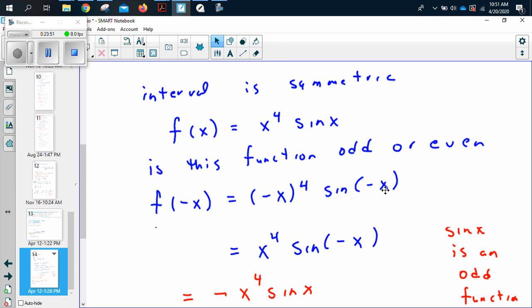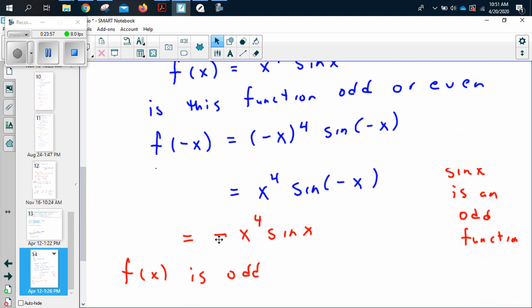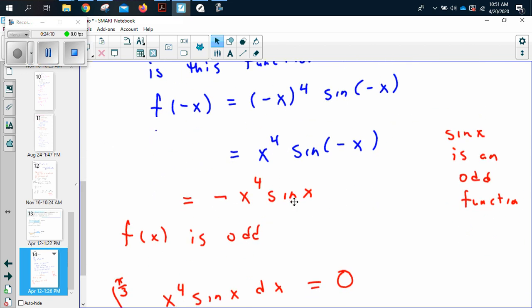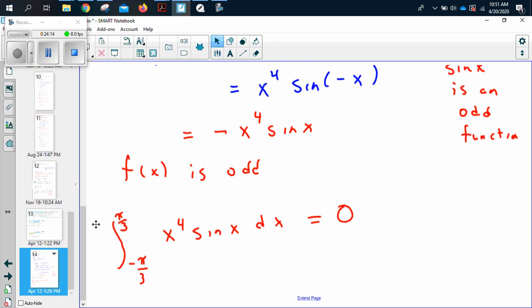Now the sine function is an odd function. And when we put in a negative x, we get a negative sine of x. So when we put in a negative x, we got back the opposite of our function, x to the fourth sine x. We got back a negative x to the fourth sine x. That means the function is odd. So that means when you integrate the function, because it's odd, over a symmetric interval, it's going to be 0.